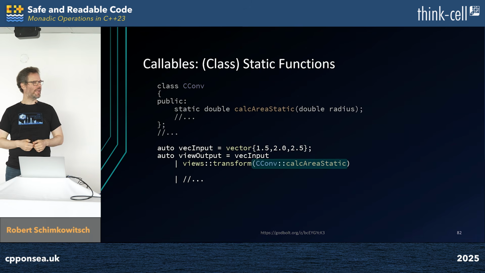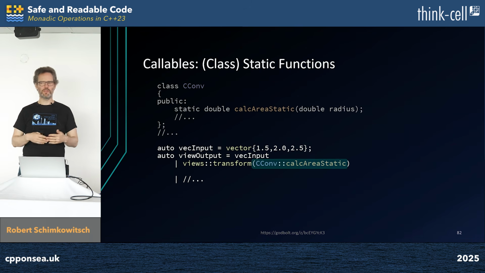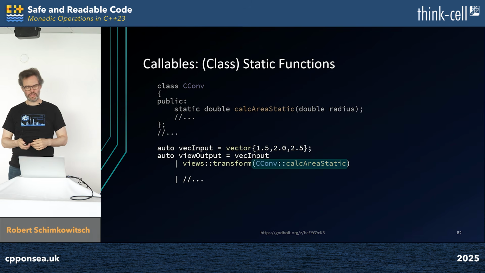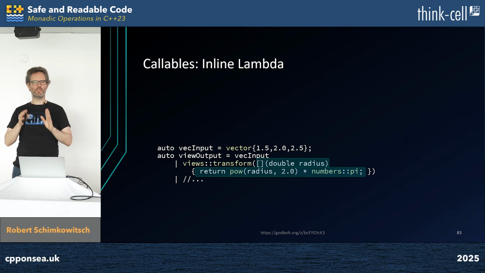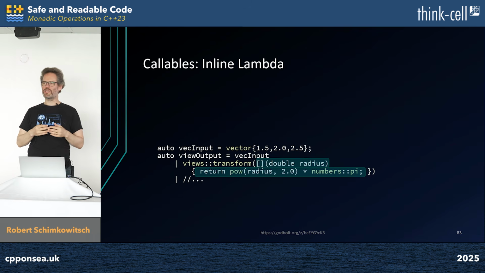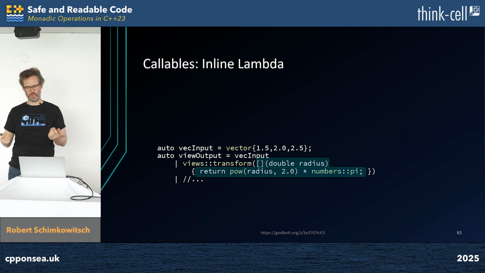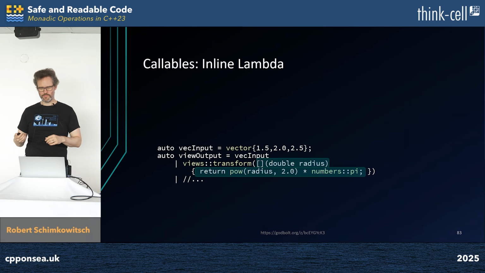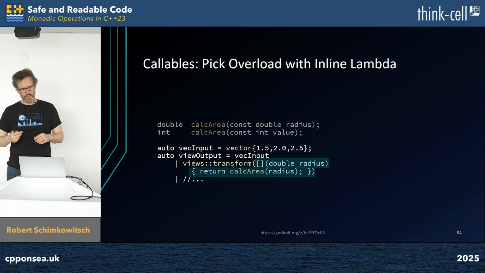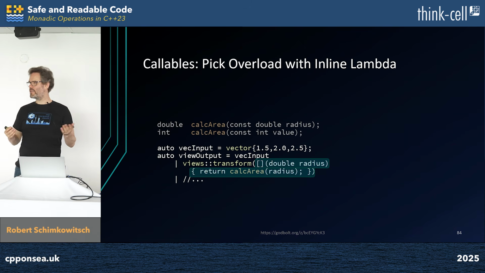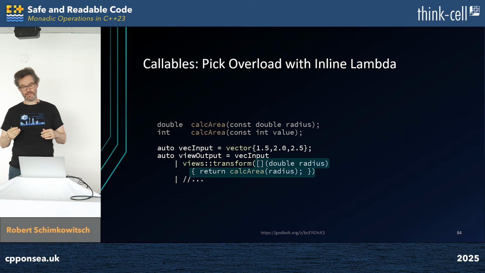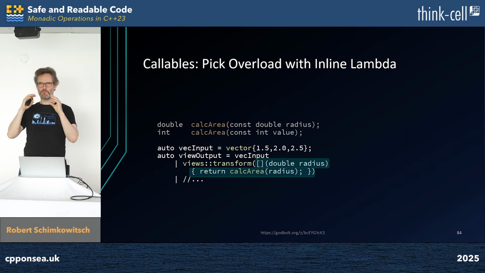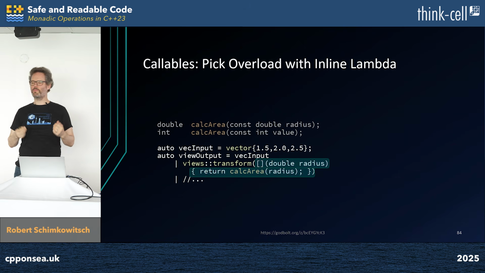Static functions of classes work pretty much the same way. You just need the class name for qualification. And then there's inline lambdas. You code what you need, where you need it, which is great if the code is very simple and short, and if you don't intend to reuse it elsewhere. One use case of inline lambdas is if you have overloads for free functions or something like that, wrapping it in a lambda helps the compiler pick the correct overload.